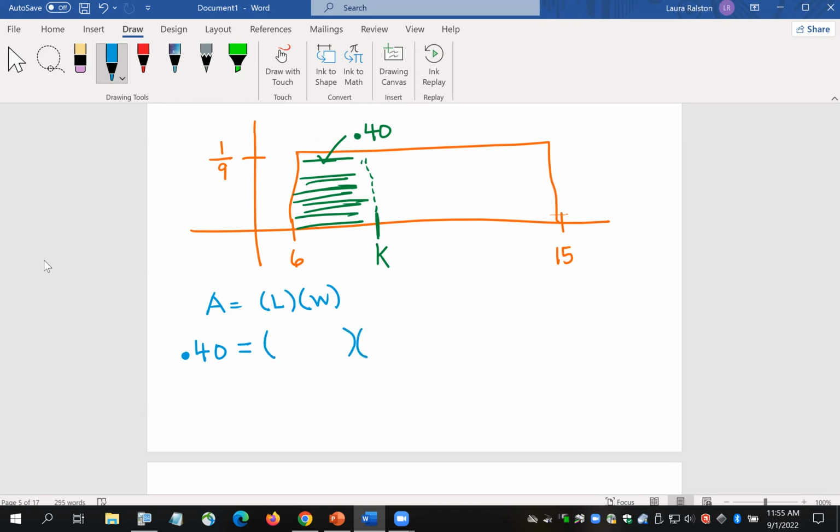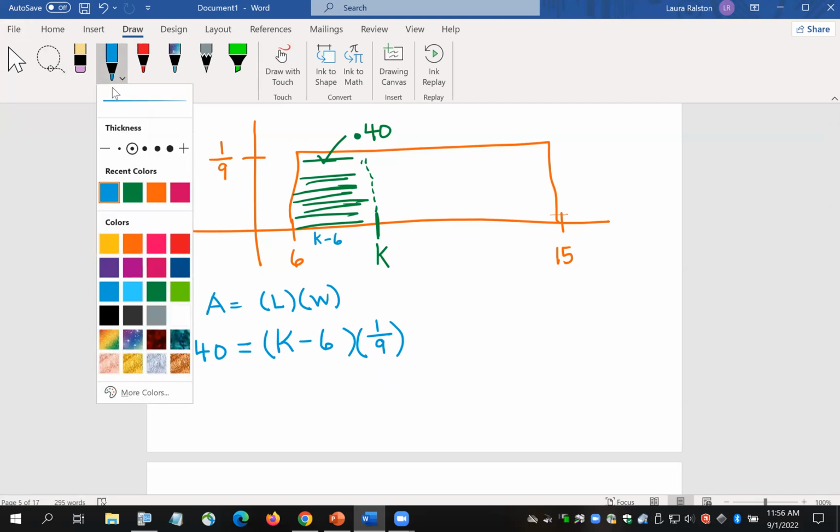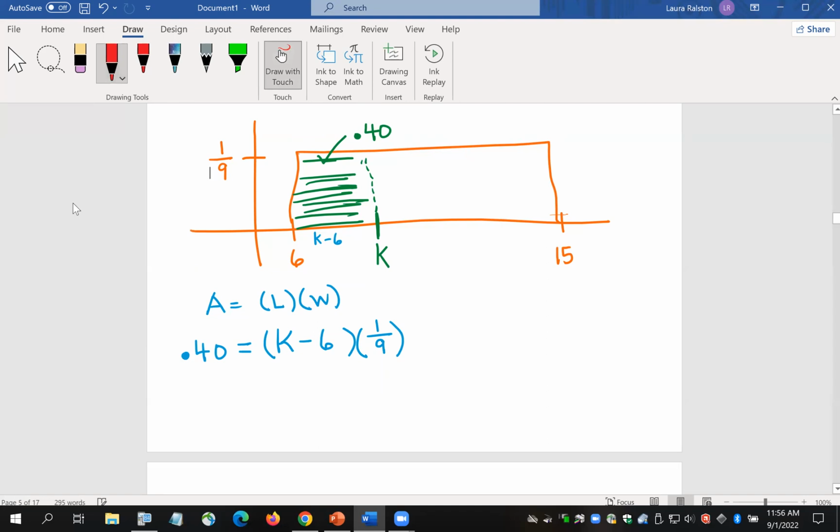Let's talk about length in a minute. The width is still 1/9. I don't know K, but I have K minus 6. Okay, K minus 6 would tell me what that value is, but I don't know. I'm trying to find K or X, whatever you want to call it. Guys, at that point, it's the same formula. We're just solving it for a different variable, and you got to do a little bit of algebra.